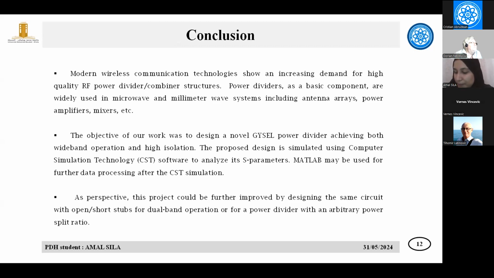As perspective, this project could be further improved by designing the same circuit with open short stub for dual band operation or for power dividers with arbitrary power split ratio.